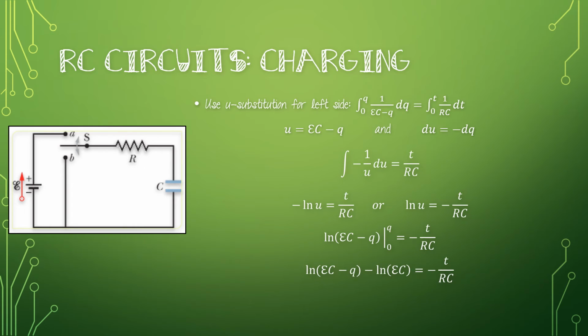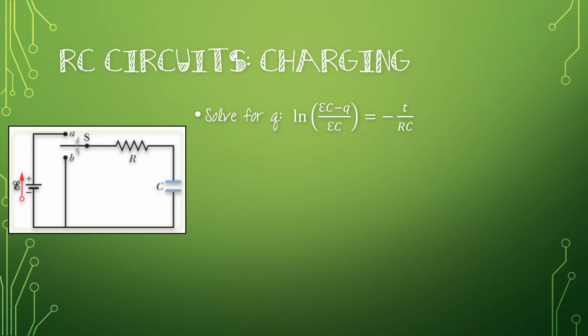So plugging in those limits, I end up with the natural log of EC minus q. That's what I get when I plug in q. And then when I plug in 0, I get the natural log of E times C. Now, natural logs have these wonderful properties where we can change a subtraction into a division. So you'll see I changed that into being EC minus q divided by EC.